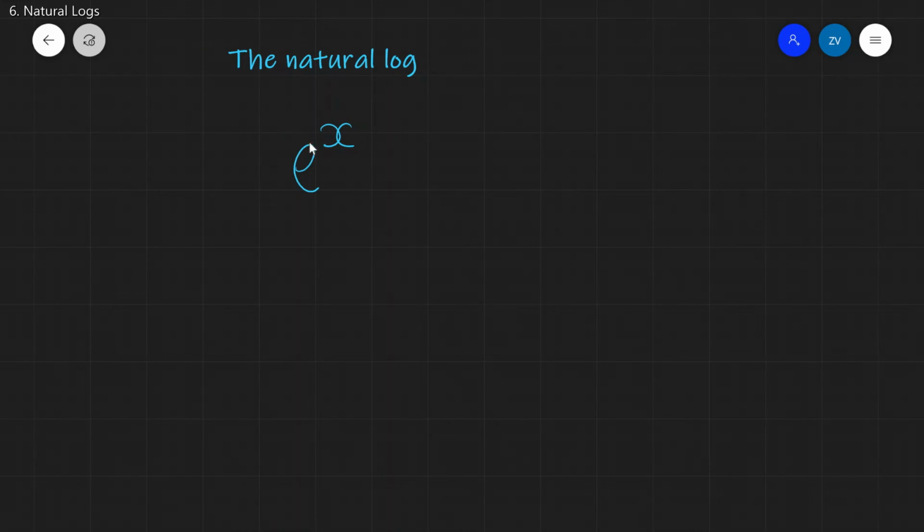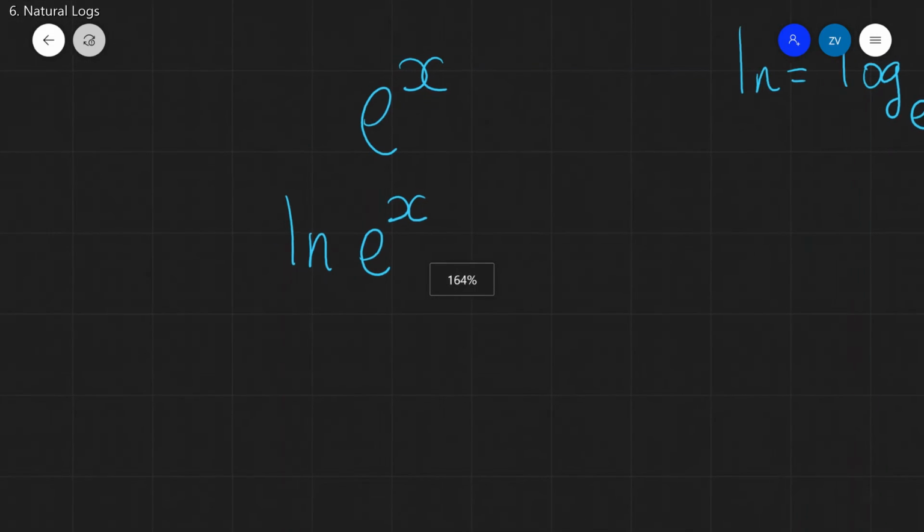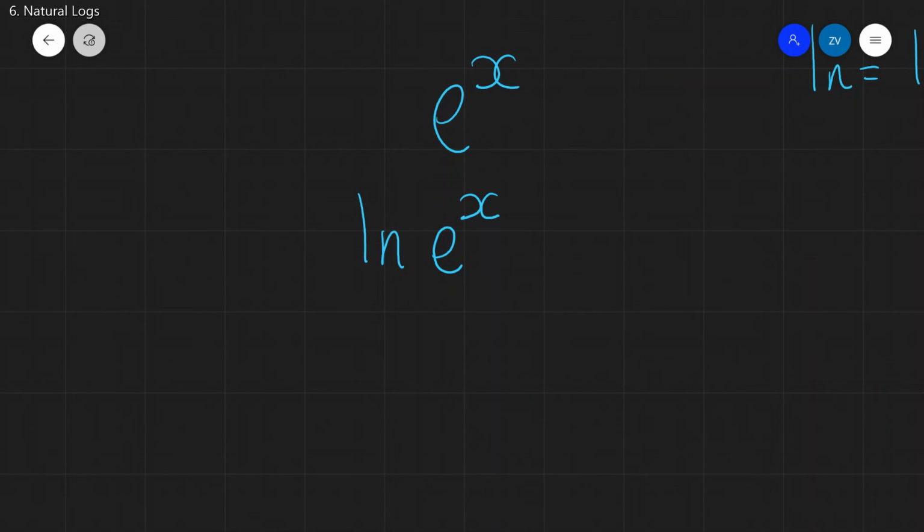Now, e to the power of x, if we're interested in x, we would need to take the logarithm base e. Rather than writing log base e all the time, we've given this a special symbol, which is ln, and this is simply log base e of some number. So ln of e to the power of x will actually be the inverse function, and what we literally can do is write down that ln of e to the x is actually equal to x.